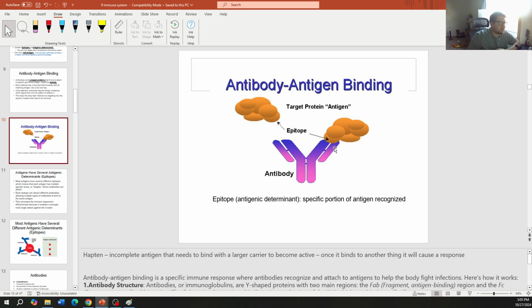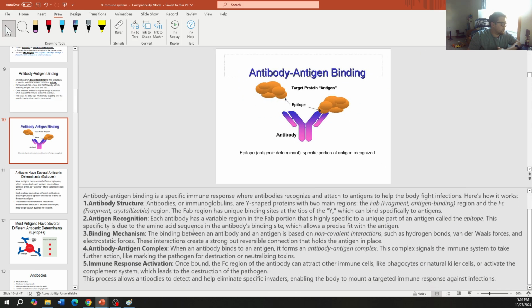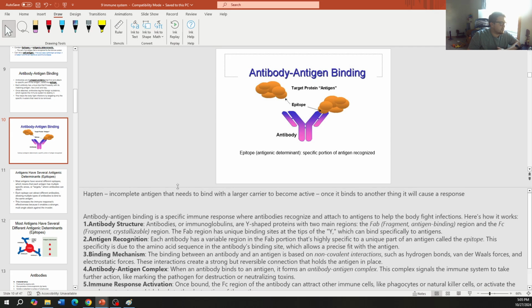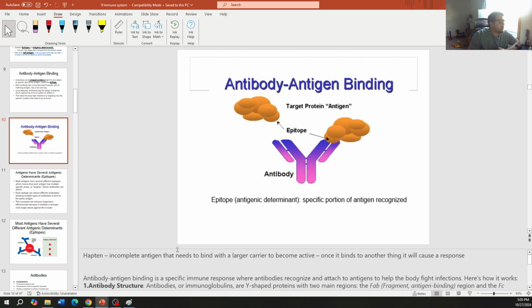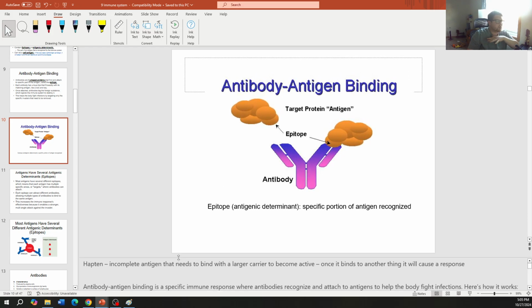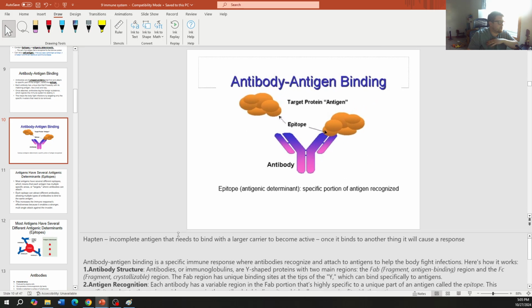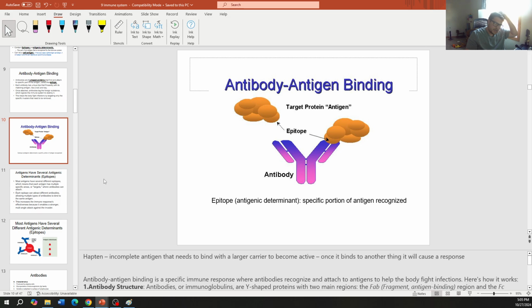Here's what our antibody looks like. These are those antigens or those foreign substances, and the part that is recognized is the epitope. It's the specific portion of the antigen that is recognized. Down here below, again, I have a full breakdown of this process. You don't need to know it this deep. However, if you want to dive into it a little bit more, you can see it there as well. Okay, and that is actually how antibodies and antigens are going to bind. And we're going to circle back to this in just a little bit.